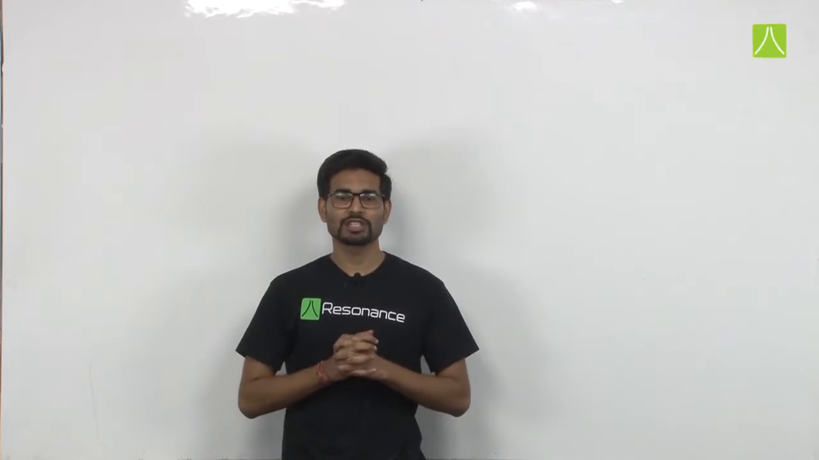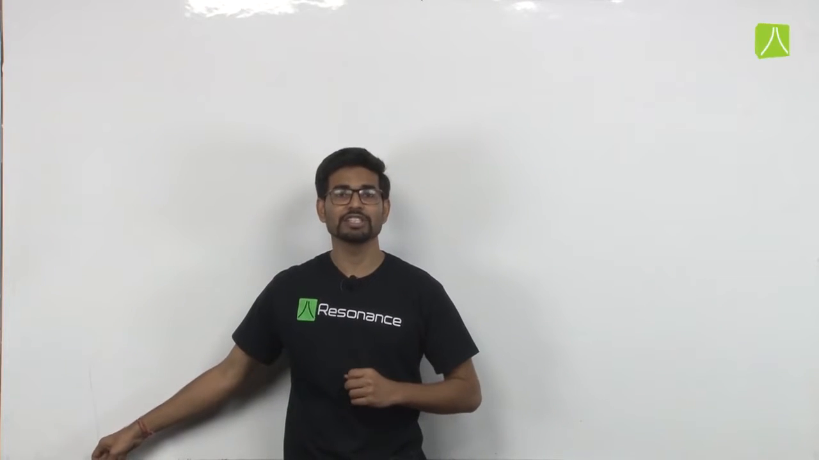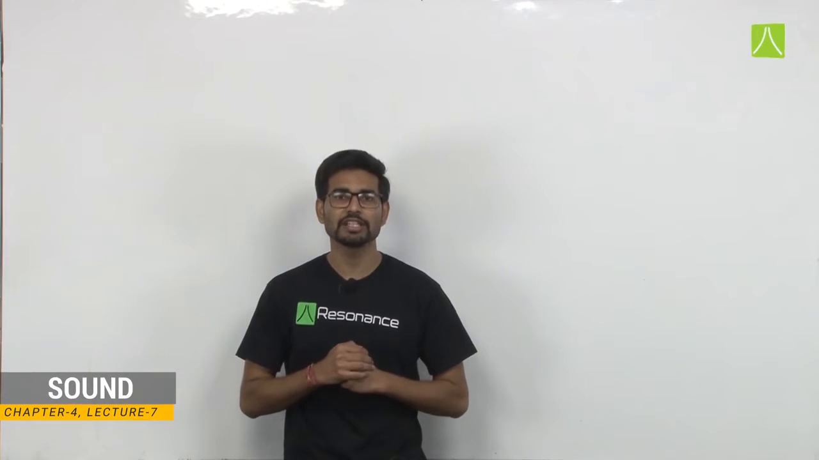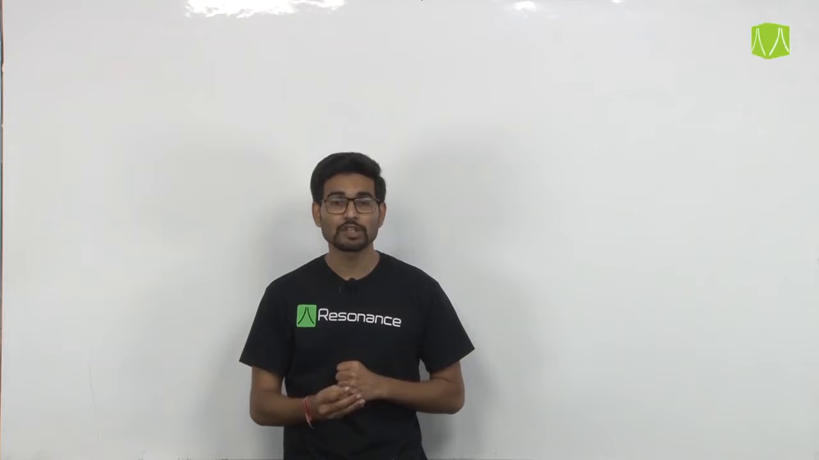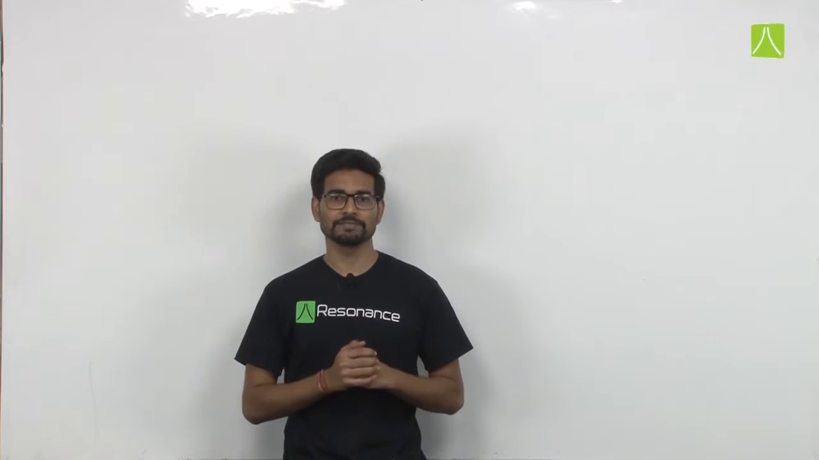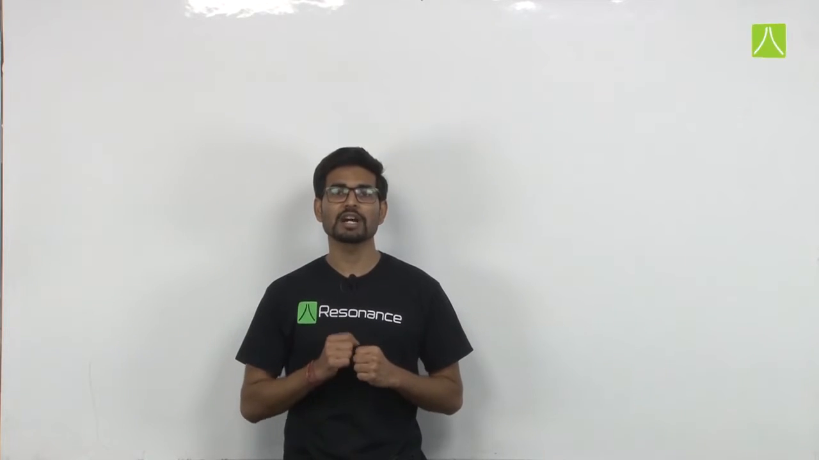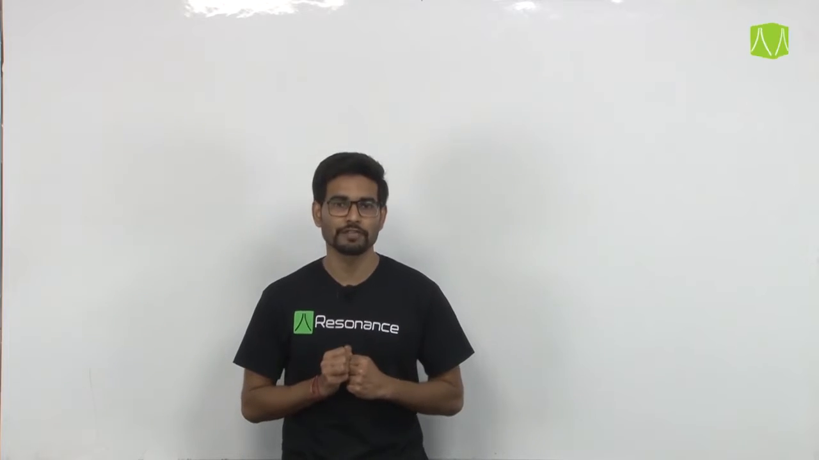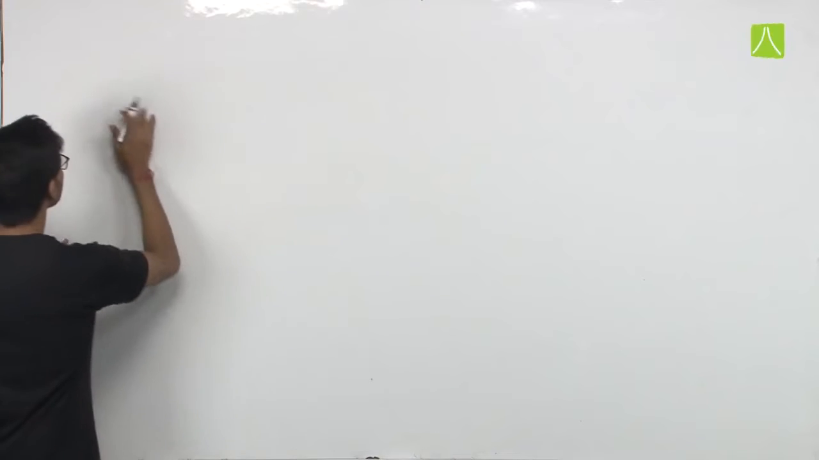Today we are going to start the speed of sound in different mediums. In the previous class, we studied amplitude, that is, loudness depends on amplitude. We studied pitch, which depends on frequency. We studied intensity, timbre and quality. Those were the characteristics of sound. Today we will start the speed of sound in different mediums. So let's see what the speed of sound is in different mediums.